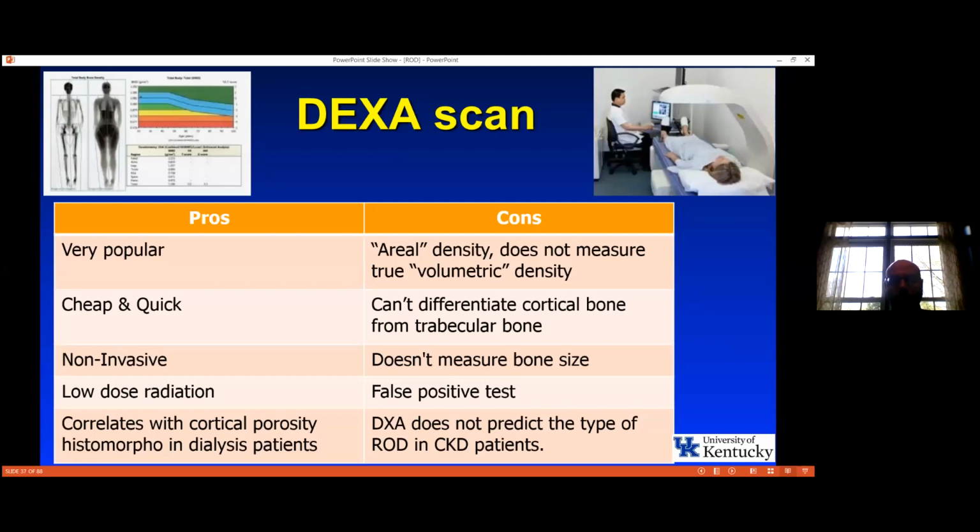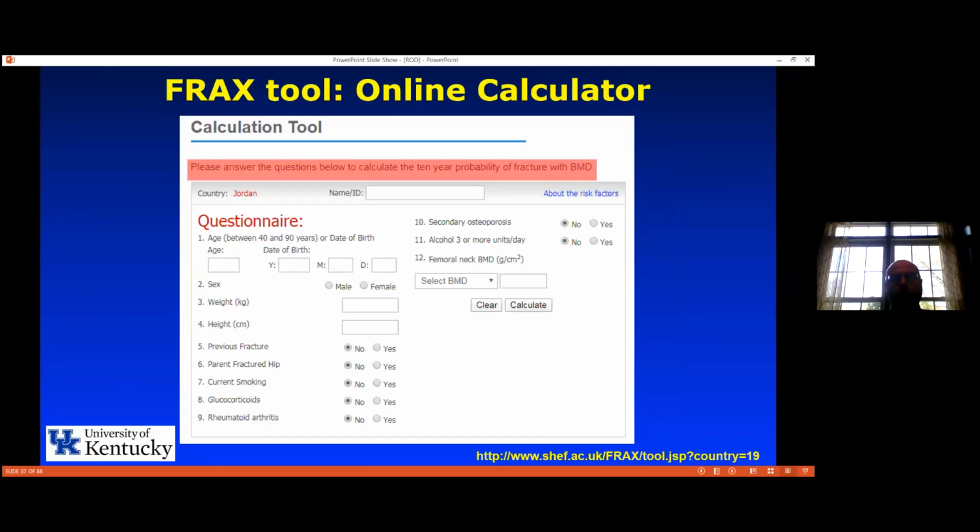DEXA scan doesn't predict the type of ROD, so it doesn't predict high turnover or low turnover or osteomalacia. But the major advantage of DEXA scan is that it's included in the FRAX tool to assess the fracture risk in the general population. So you can use this FRAX score to calculate the risk of fracture within 10 years for your patient, depending on the age, race, weight, height, and the BMD, with other reasons for bone loss, like smoking, corticosteroids, secondary osteoporosis. By the way, they don't include kidney disease as a reason for secondary osteoporosis, and this is a major limitation in our patients.